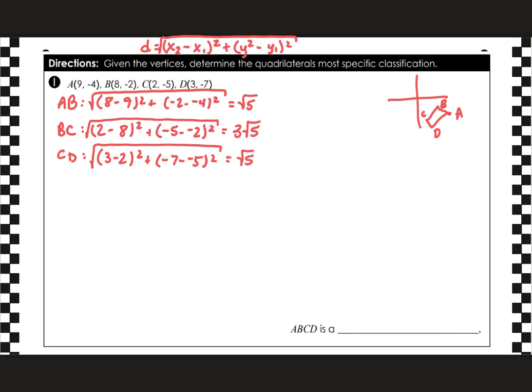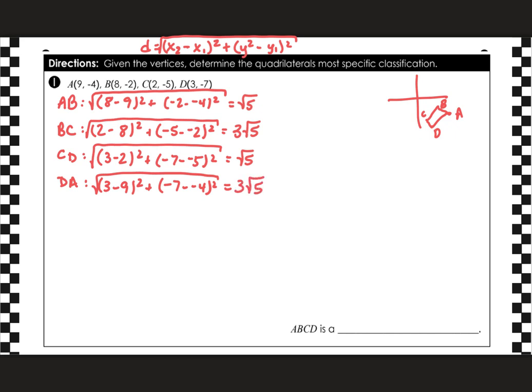So I have 2 equal sides so far. And then I'm going to do DA. So I'm going to say 3 minus 9 squared plus negative 7 minus negative 4 squared. And then that gives me 3 minus 9 squared plus negative 7 minus negative 4 squared. I get 3 square root of 5.